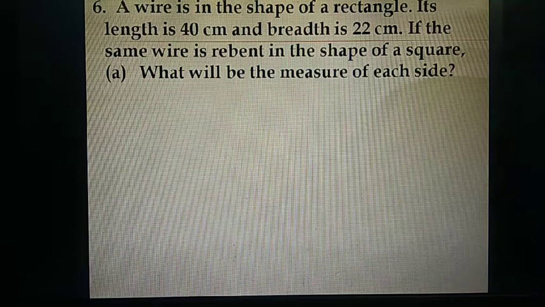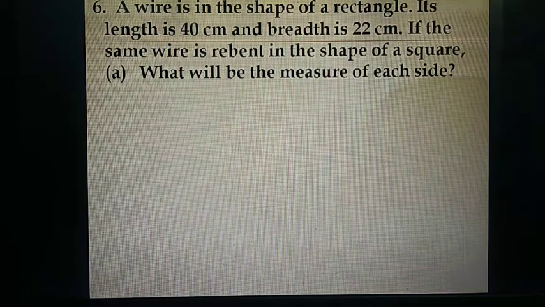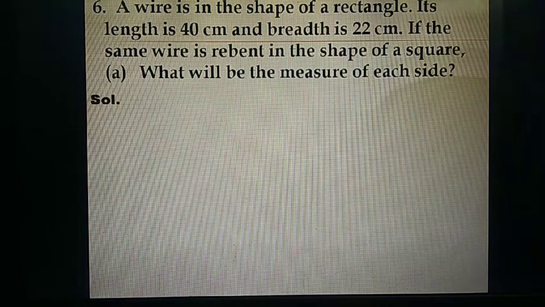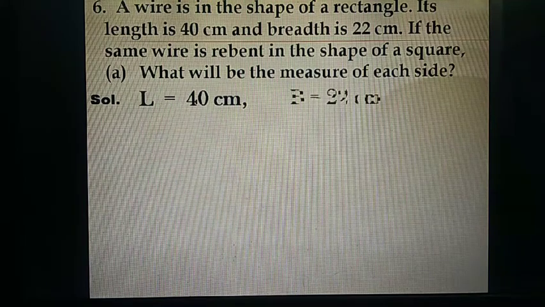A wire is in the shape of a rectangle. Its length is 40 centimeter and breadth is 22 centimeter. If the same wire is rebent in the shape of a square, what will be the measure of each side? Here, length is given to you of a rectangle and breadth is given to you of a rectangle.